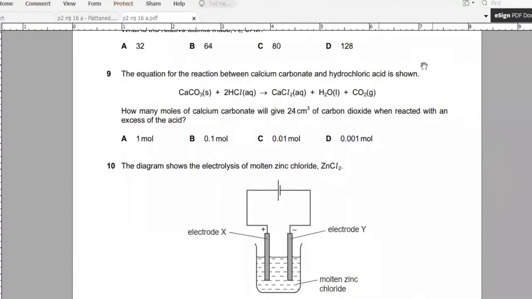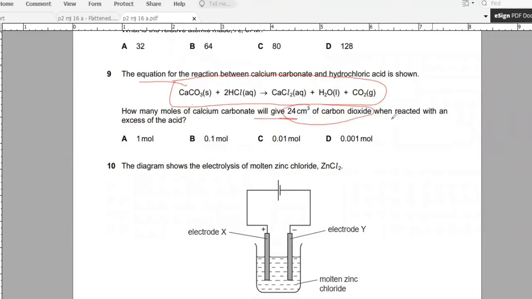This is also mole concept. This is a very simple one. You look at it, within a few seconds you can answer it. But as I'm explaining it, it will take a few more seconds. The equation of the reaction between calcium carbonate and hydrochloric acid is shown. This is the chemical equation you have. How many moles of calcium carbonate will give you 24 centimeter cubed of carbon dioxide when reacted with an excess acid? What is given?